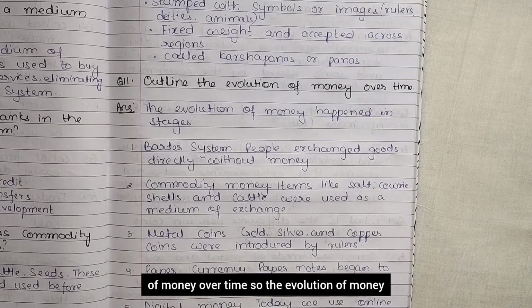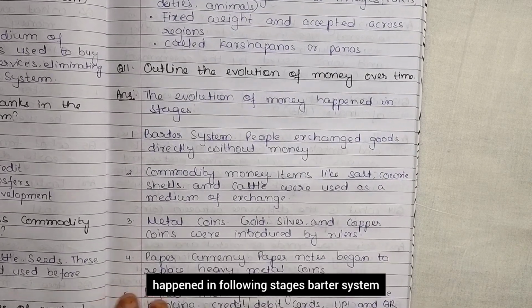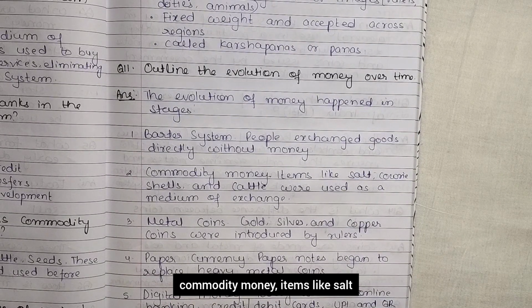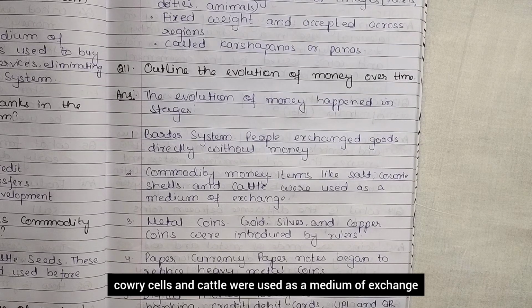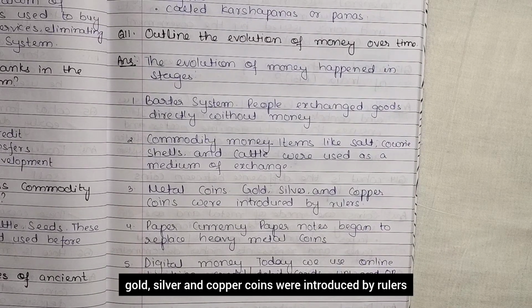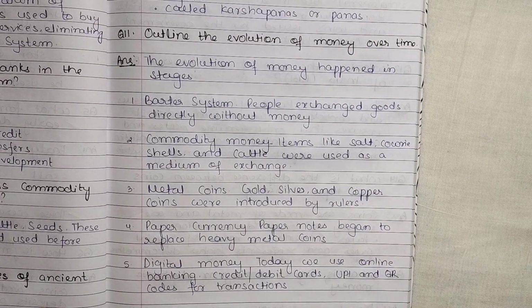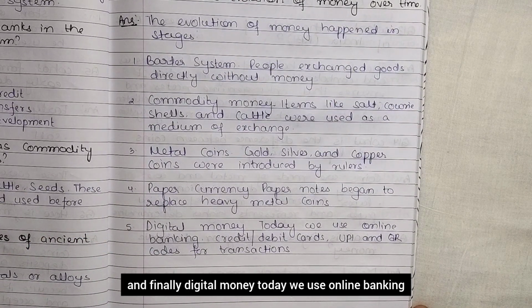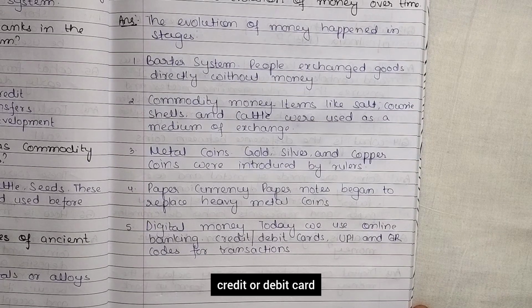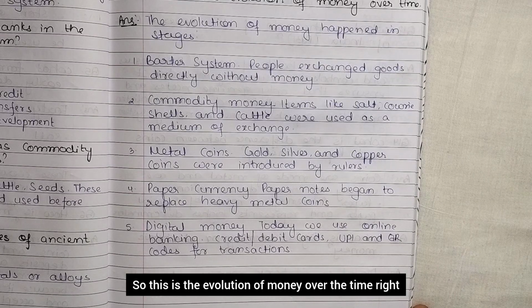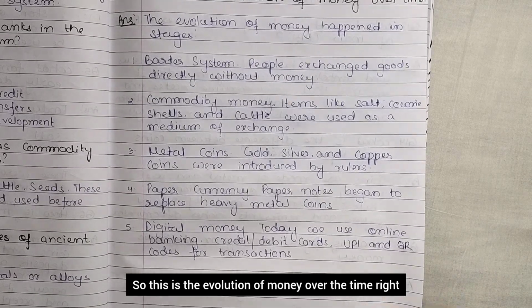Now next question is, outline the evolution of money over time. So the evolution of money happened in following stages. Barter system. People exchange goods directly without money. Commodity money. Items like salt, cowrie shells and cattle were used as a medium of exchange. Metal coins. Gold, silver and copper coins were introduced by rulers. Paper currency. Paper notes began to replace heavy metal coins. And finally, digital money. Today we use online banking, credit or debit card, UPI and QR codes for transaction. So this is the evolution of money over the time, right?